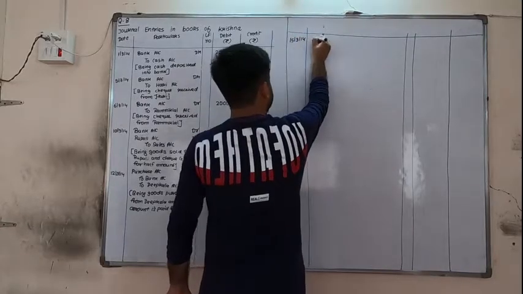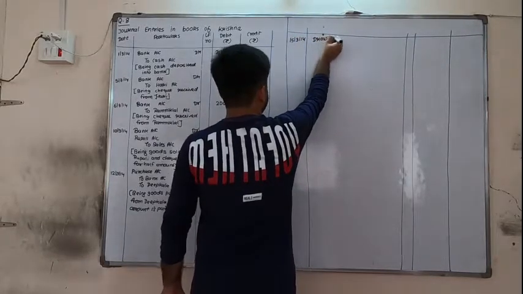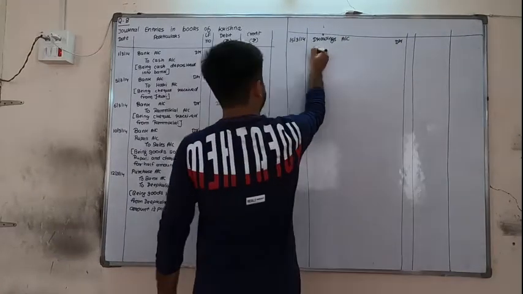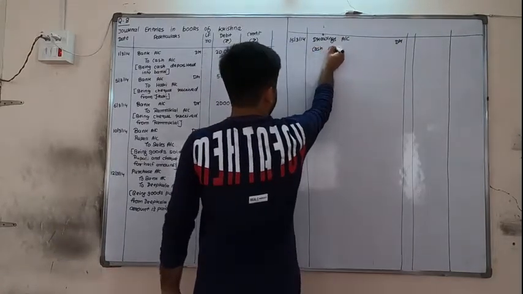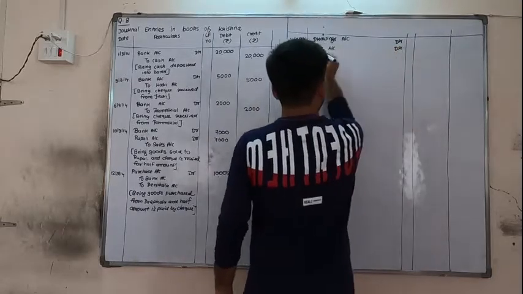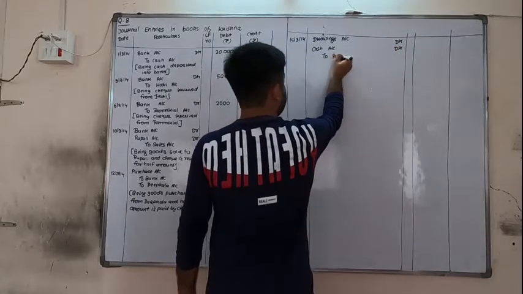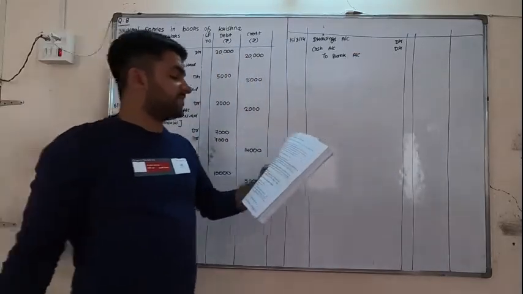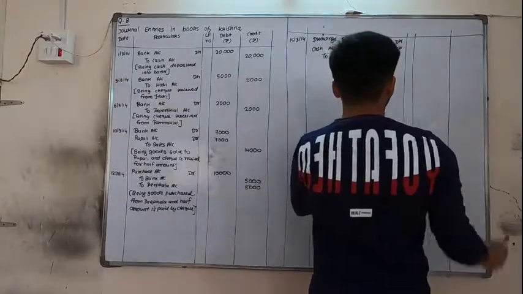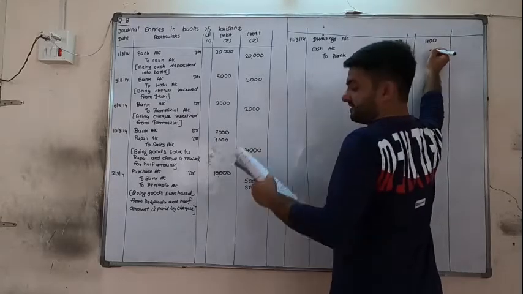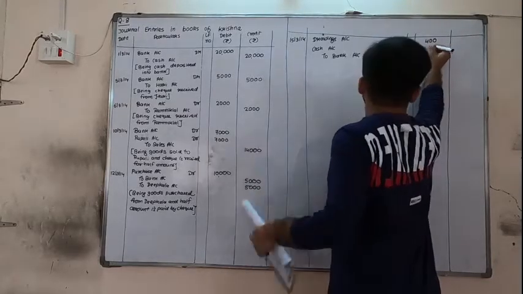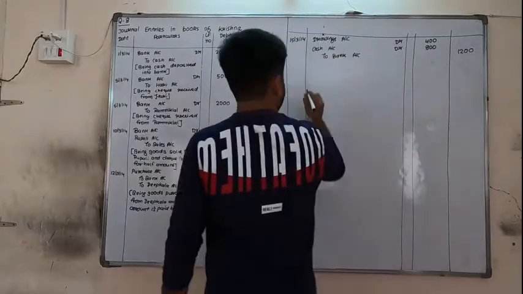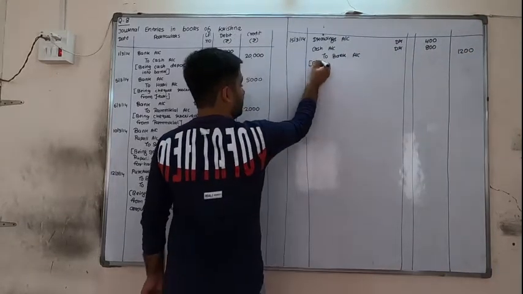15,340. Drawings account debit. Cash account debit to bank account. For personal expense we are withdrawing 400. For office expense we are withdrawing 800. Total we are withdrawing 1200 from the bank. See, by writing the narration you will understand.